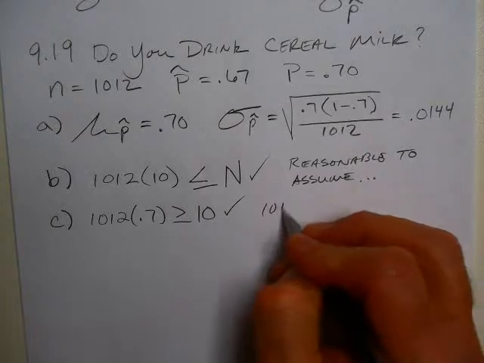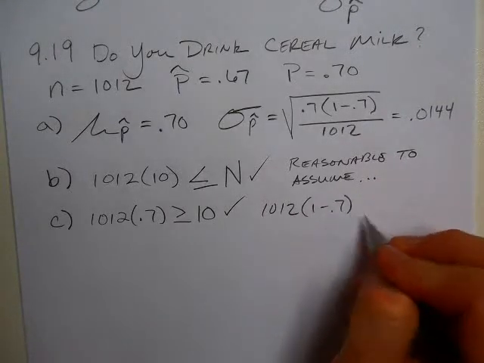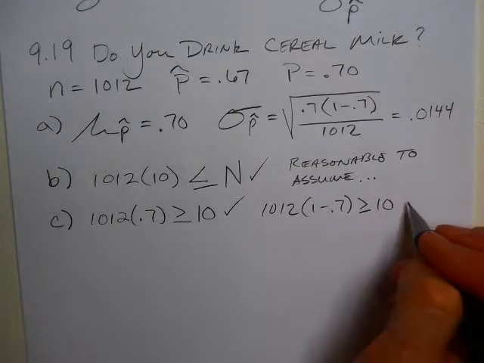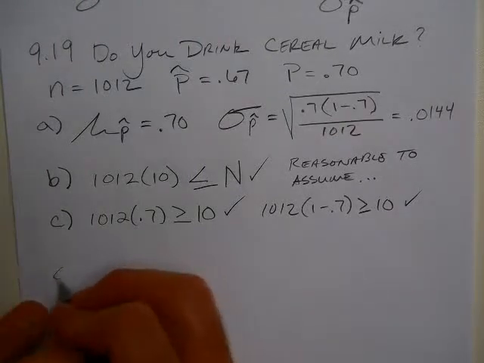And then 1012 times 1 minus 0.7, p, is also greater than or equal to 10, right? So if these are both true, they both have to be true. If they're both true, then we have a normal situation. We can use the normal curve and table A and all that. All right, D.